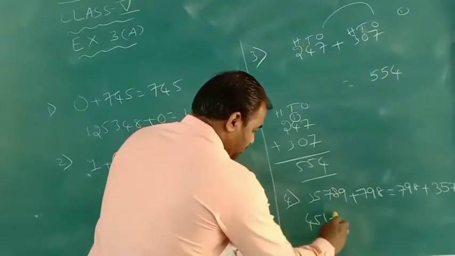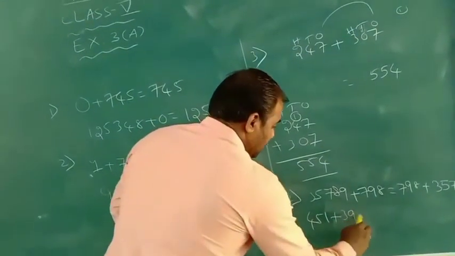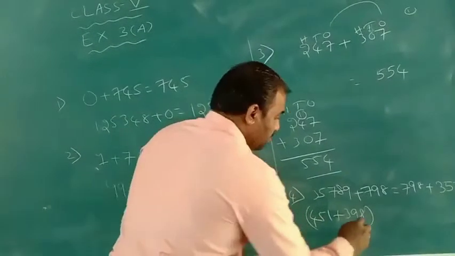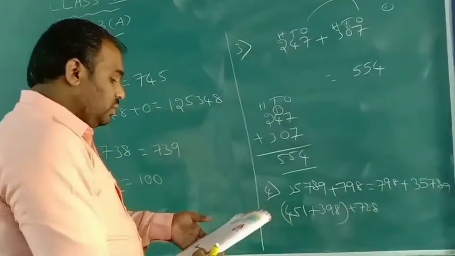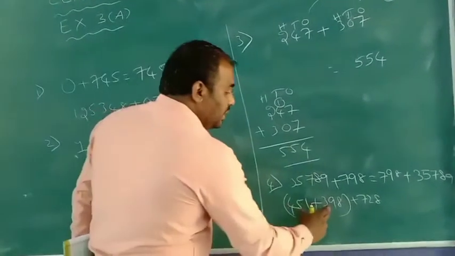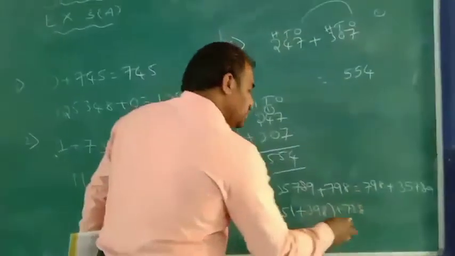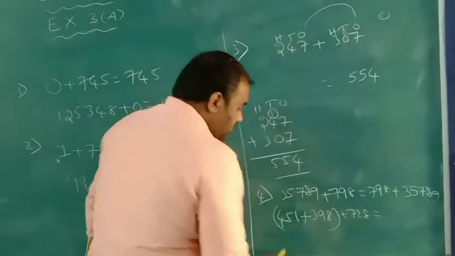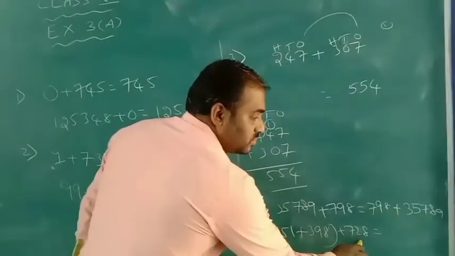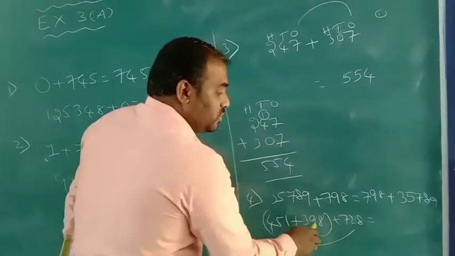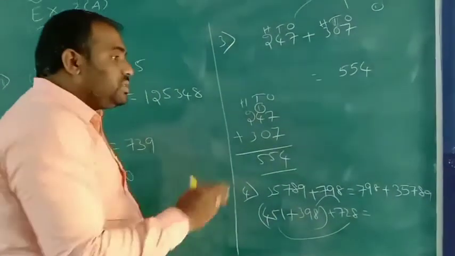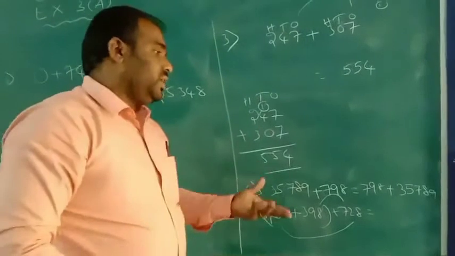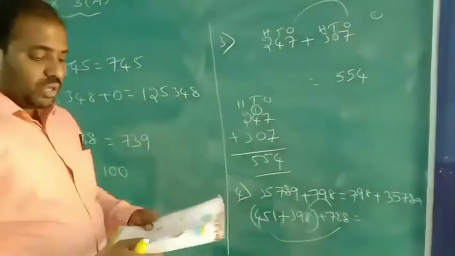Next one, see what I have. 451 plus 398 plus 728. See what I have. What is there here? Addition. You add these two, then this answer plus this. Otherwise you take these two, add, and next add this answer. Your wish. Otherwise add these two, this answer plus this answer. Addition means you can start from anywhere, any order. Your will and wish. Okay, madam?